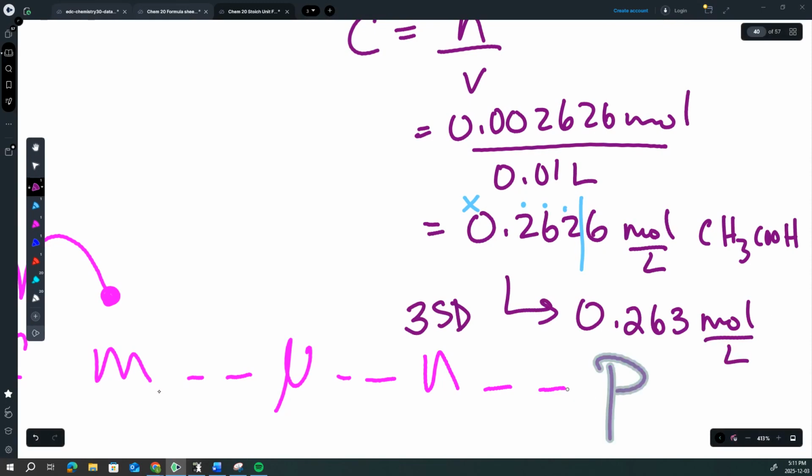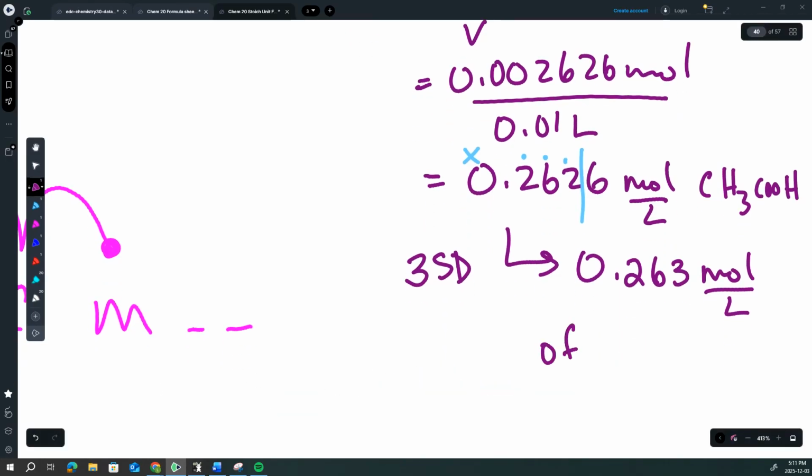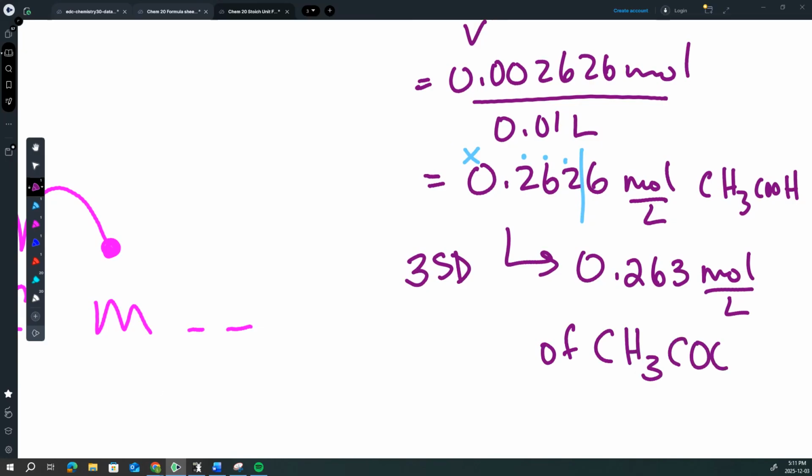And I'm going to erase this part here. Mole per liter of acetic acid.